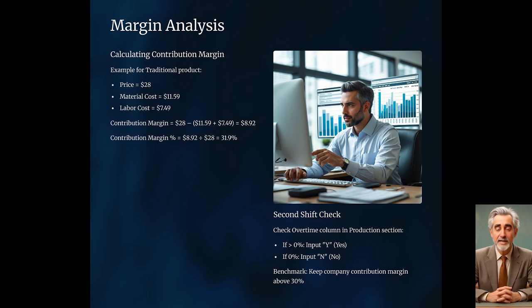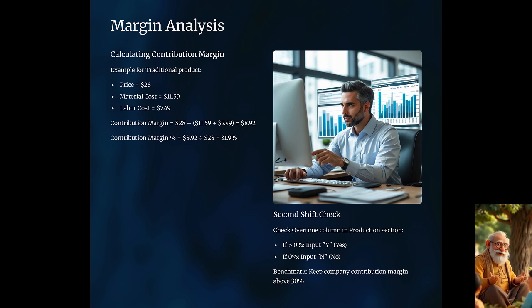Second shift capacity check. One question you'll be asked: did this product use second shift capacity? Look at the overtime column in the production section. If it says anything above 0%, then yes, second shift was used. Input Y for yes or N for no.